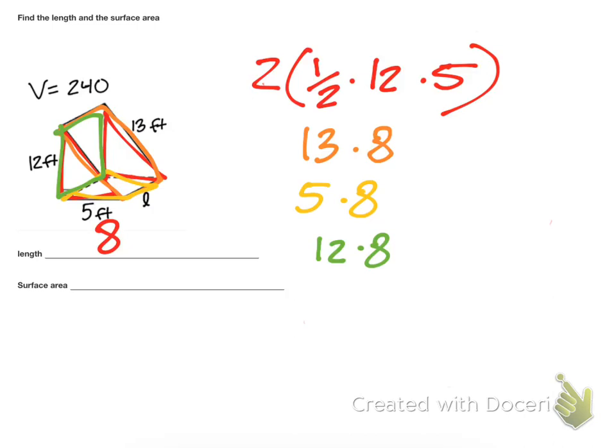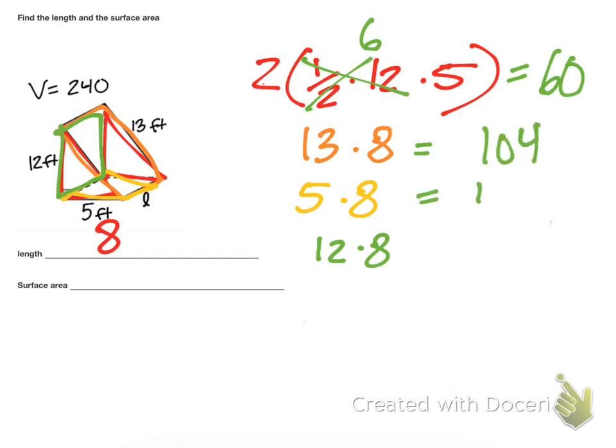We see all of that excellence happening right here. So this becomes 6. 6 times 5 is 30, times 2 is 60. 13 times 8. Once again, I'm lazy. I'm just going to do 8 times 13. Gives me 104. 8 times 5 is 40. 8 times 12, I'm pretty sure is 96, if I'm right. Ooh, I am. It's 96. So, surface area. With area, we're going to add them all together.